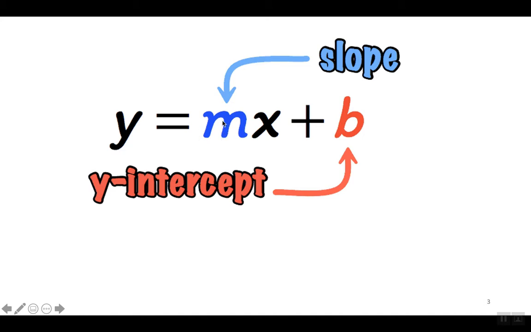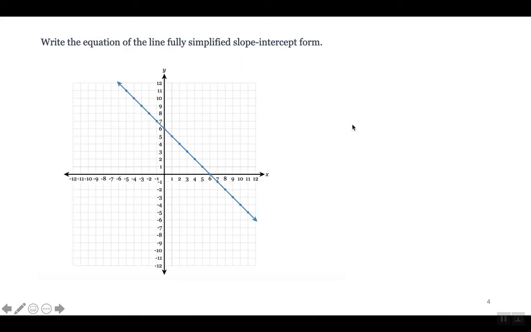The answer is you're going to write your slope right here and the y-intercept right here. Okay, so basically I'm going to look at this graph and write my answer just from looking at the graph. And you're going to see how simple it is, okay?